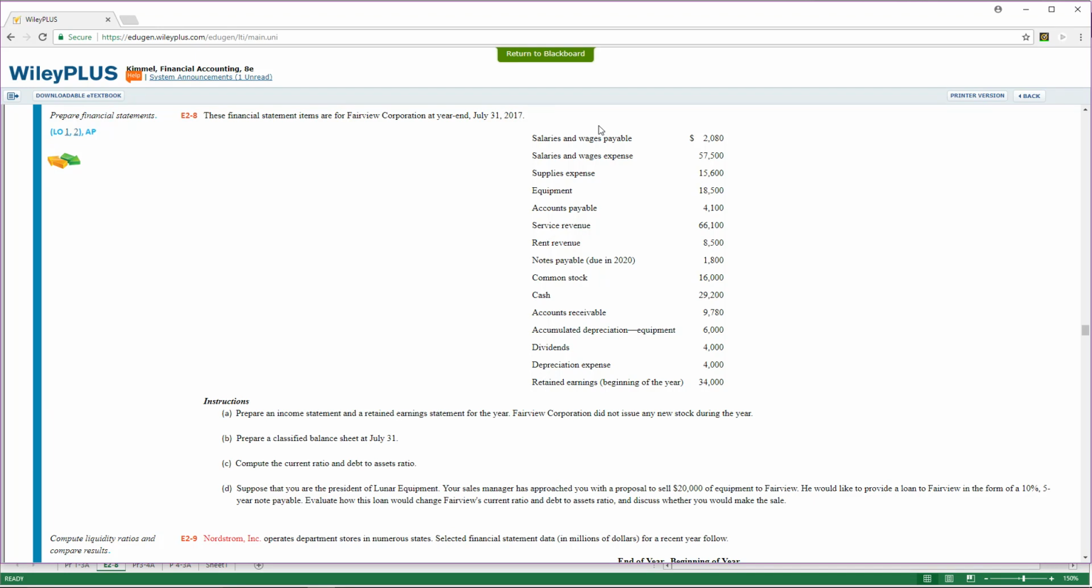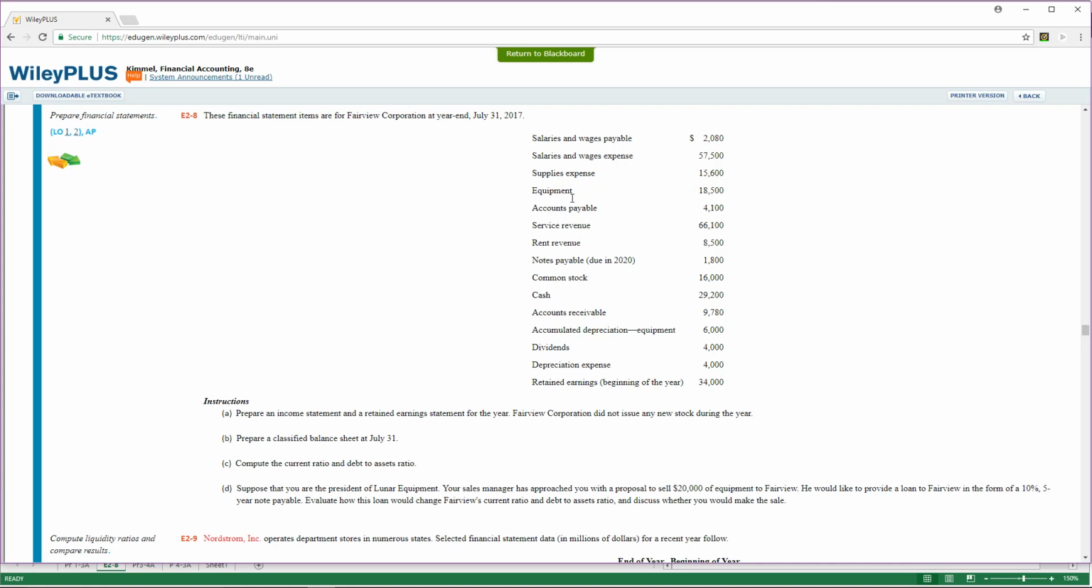I've already told you there are some tips. When you see the word expense, you know it's an expense. Revenue means it's a revenue. You see the word payable, it means it's a liability. And if you see the word receivable, it's an asset. So let's go down the list. We have salaries and wages payable, therefore this is a liability. Salaries and wages expenses is an expense. Supply expense is an expense.